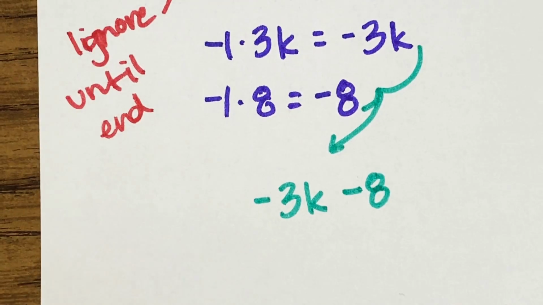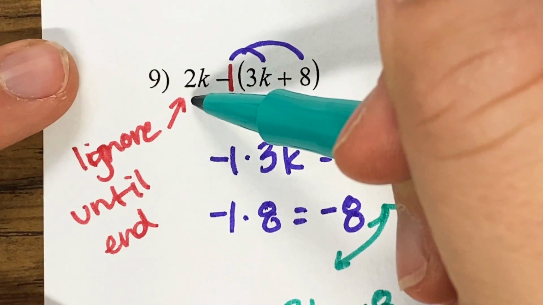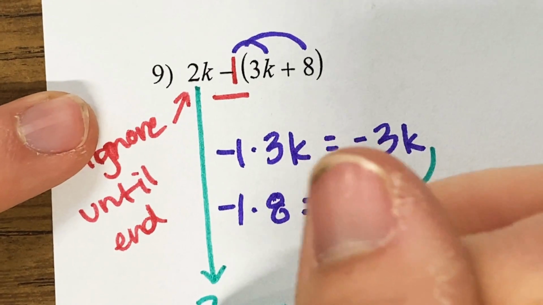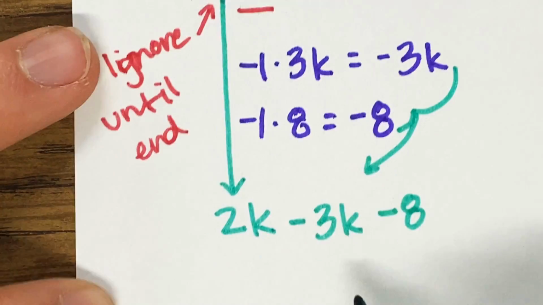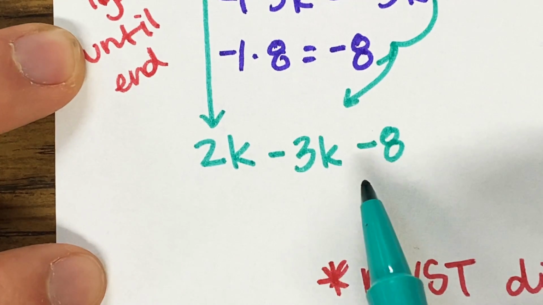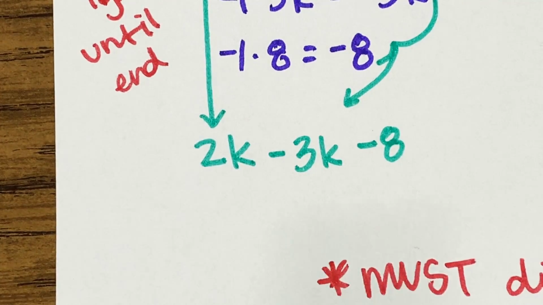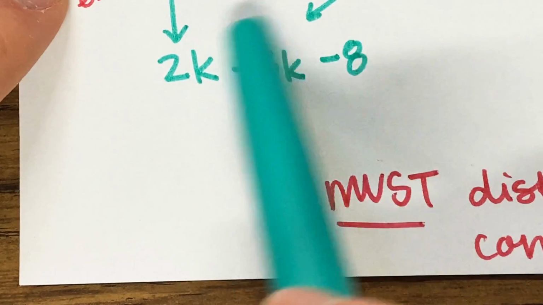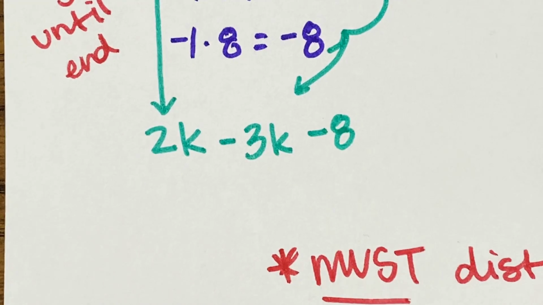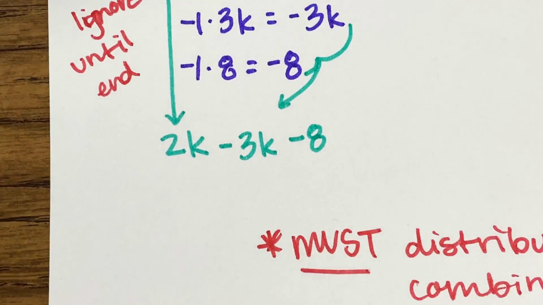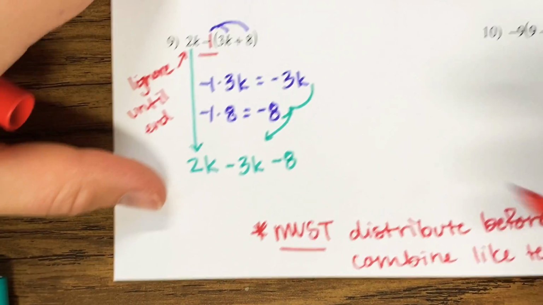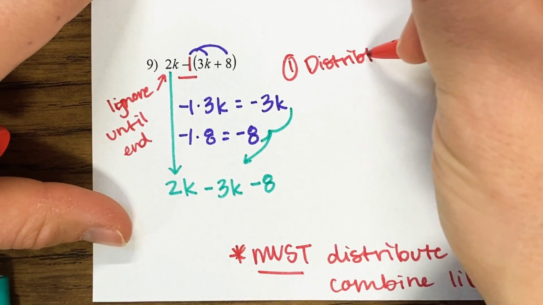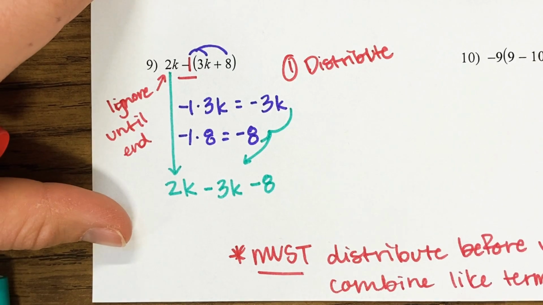Okay, so this is where we need to bring down this 2k. It's like this 2k was just kind of waiting patiently. So we have a positive 2k that was out in front. Now we have negative 3k minus 8. Okay, so notice we distributed, and now we can combine like terms. So in fact, I'll write that. Let's write that as steps. Okay, so our first step was to distribute. Wow, I'm struggling on spelling today.